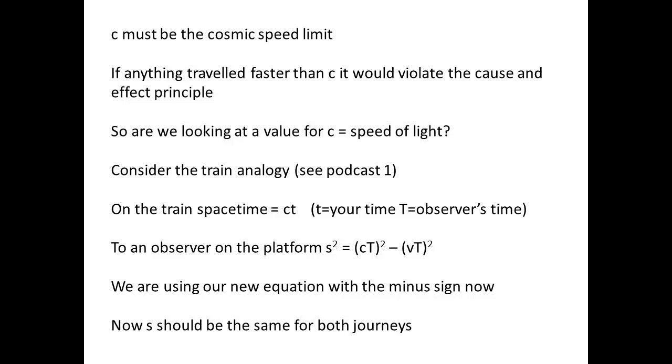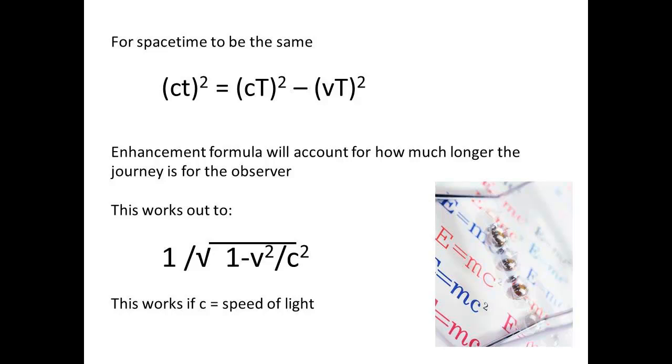S should be the same for both journeys. So we can say that c small t squared is equal to c large T squared minus v large T squared. The enhancement formula will become 1 over the root of 1 minus v squared divided by c squared. This we have met before, and it only works if c is equal to the speed of light.